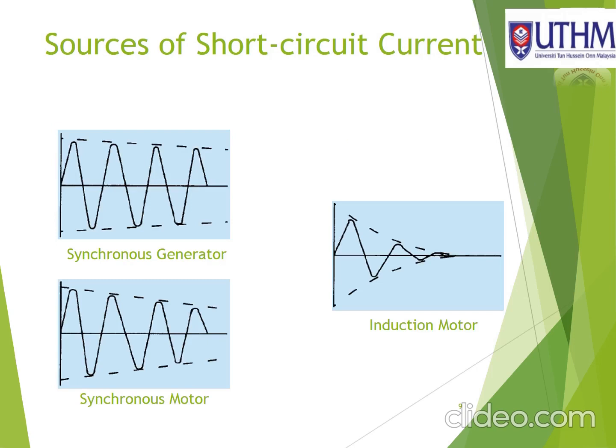This is the waveform of the sources of short circuit current. We can see here that the wave decays from the zero axis. The value must decay. The same goes for the induction motor, where the value still decays. And for the synchronous motor, we can also see that the waveform decays.